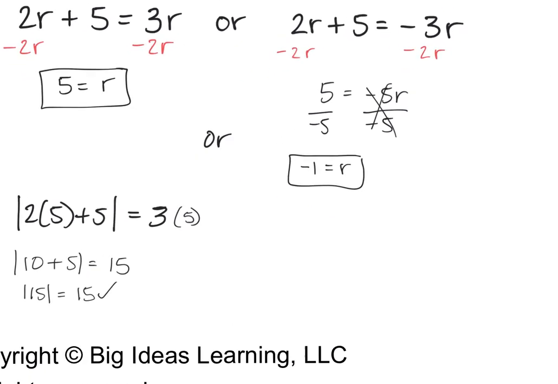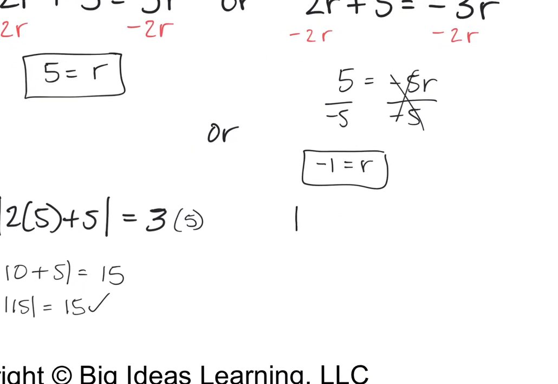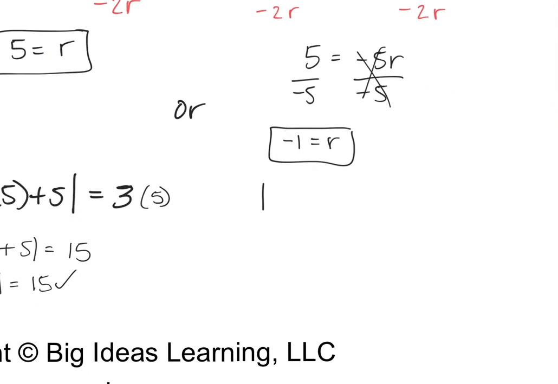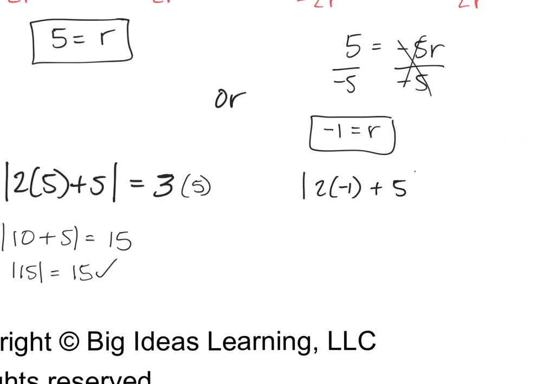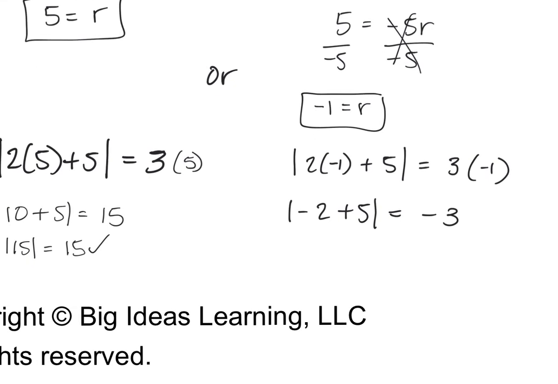Let's try r equals negative 1. Absolute value of 2 times r, which is negative 1, and then plus 5 equals 3 times negative 1, or r. From here, we're going to get negative 2 plus 5 equals negative 3. And then this is 3, the absolute value of 3 equals negative 3.